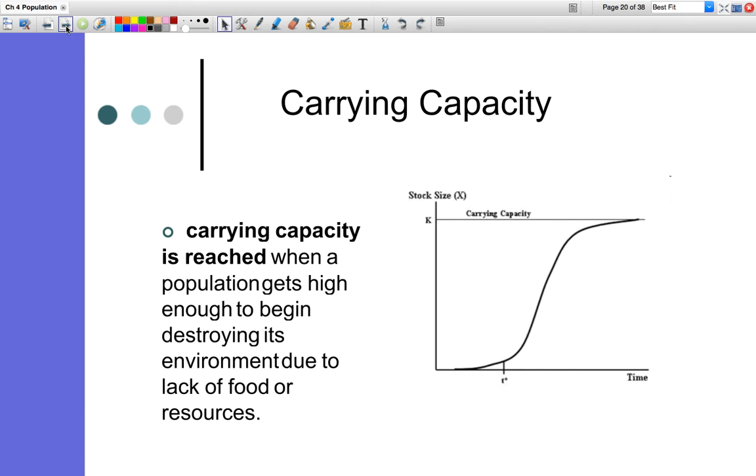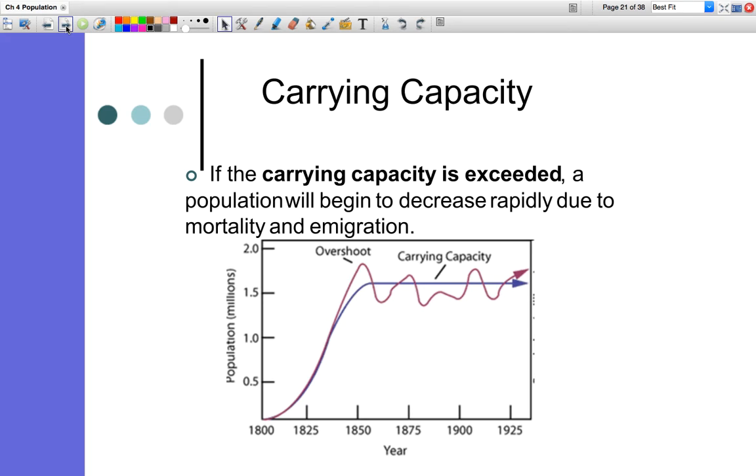And that is true in nature as well. Once our population gets really, really large, there are only so many natural resources available to support the population. Carrying capacity continued. If the carrying capacity is exceeded, a population will begin to decrease rapidly due to mortality and emigration. So mortality is death, and emigration is when individuals leave a population.